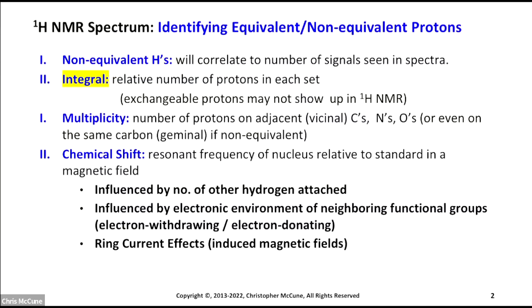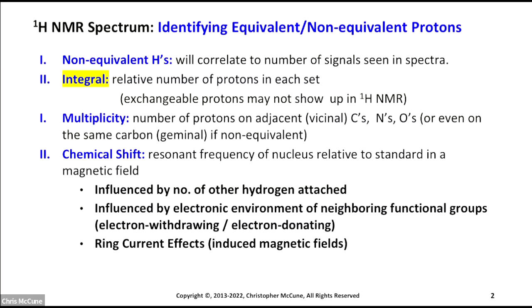All right, so here we are, the integral. The integral is the relative number of protons in each set. Exchangeable protons may not show up in the 1H NMR, so there may be other protons in the structure that just aren't showing up in the NMR.